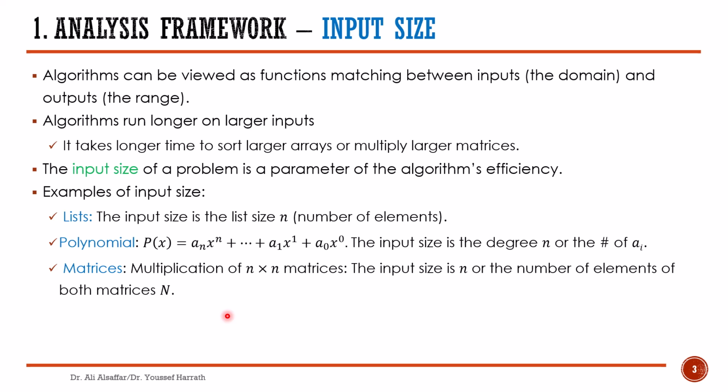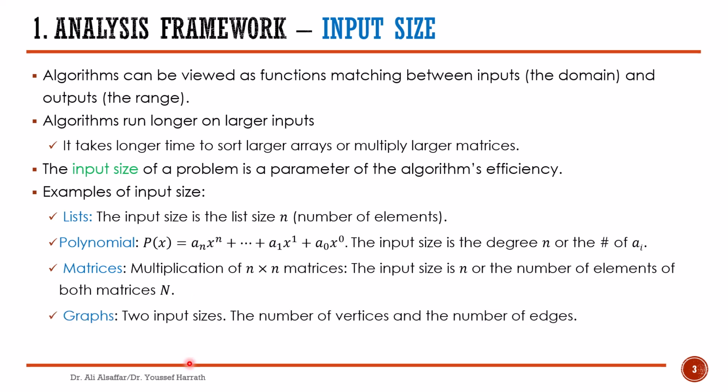Now for an algorithm computing the product of two n by n matrices, the input size might be n if the two matrices are square, or the total number of elements or entries in the matrices being multiplied, denoted by capital letter N. Now for a graph algorithm, the problem size consists of two variables. The first one represents the number of vertices, and the other one represents the number of edges.